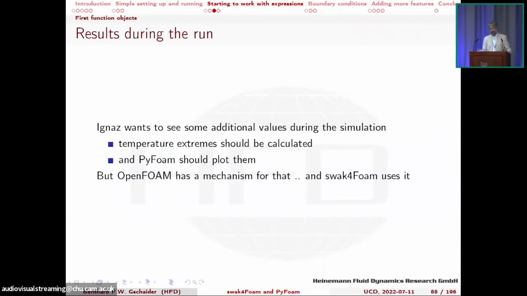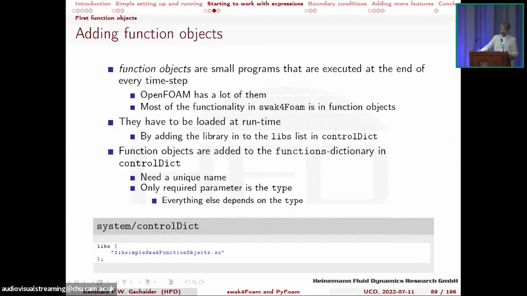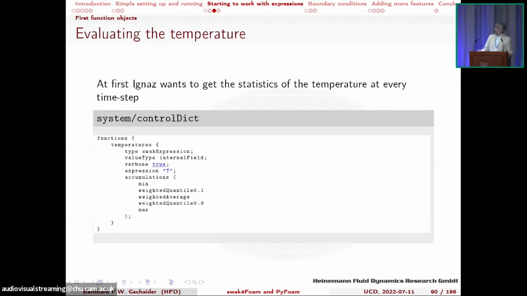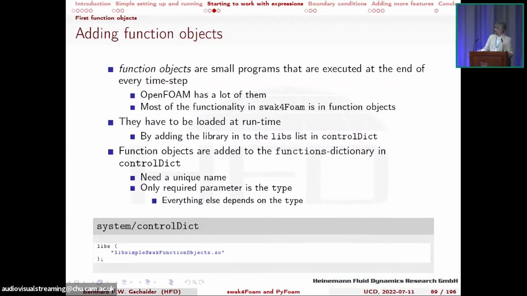But later on, I can do more complicated things. Another thing that Ignaz wants is, he says, okay, it's very nice that the solver runs. I'm interested, for instance, in the statistics of the temperature. I want to print out these statistics during the run. So he adds this library. That's simple swak function object.